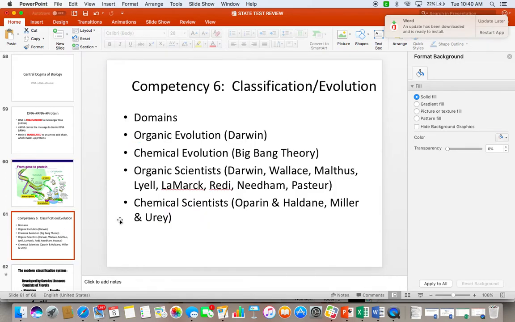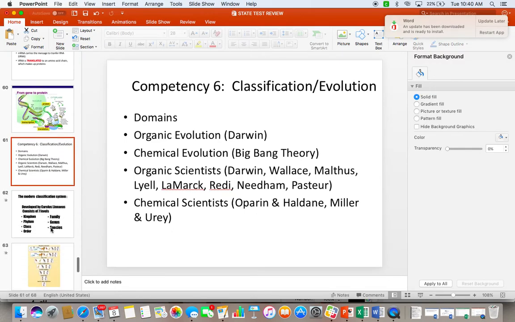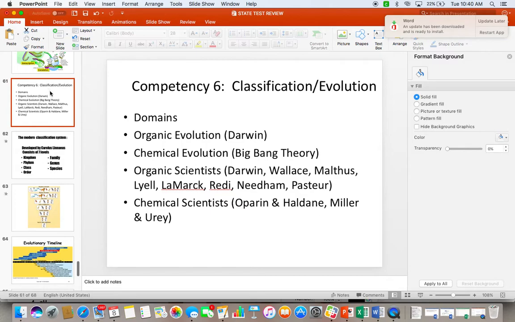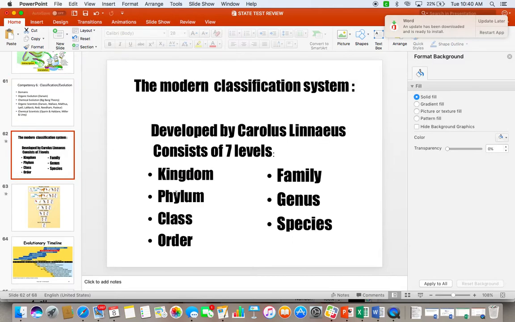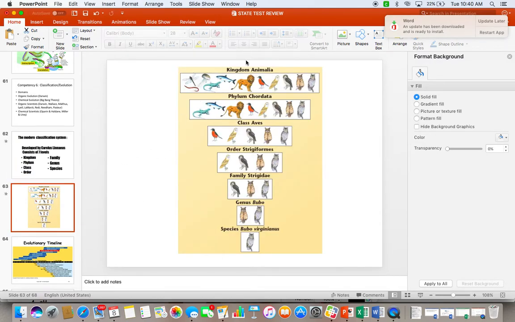Moving on to competency 6, this is classification and evolution. This one is the third competency that has 7 questions in it. We need to know our domains, the difference in organic and chemical evolution, and then you've got to know your scientists. So your modern classification system was developed by Linnaeus, and he had kingdom, phylum, class, order, family, genus, and species. Now we know that there's a bigger category up here called domain.